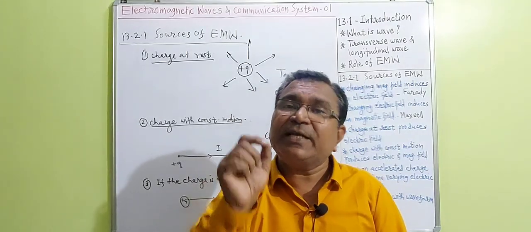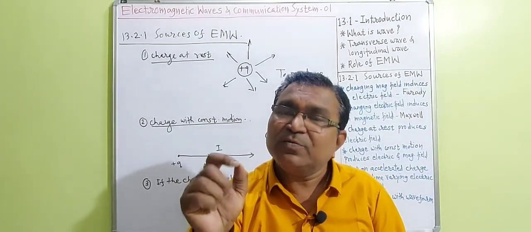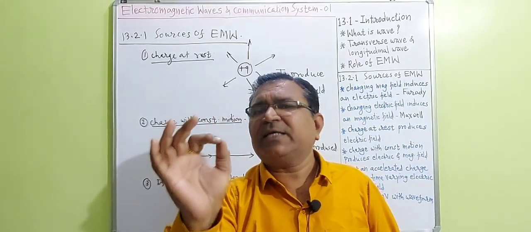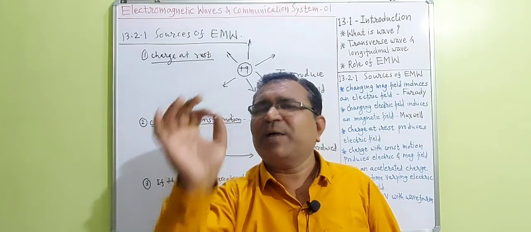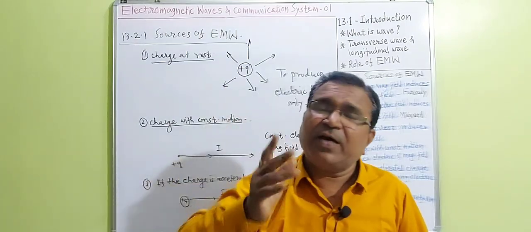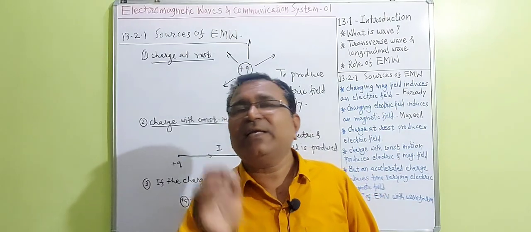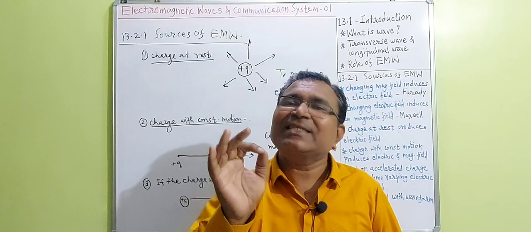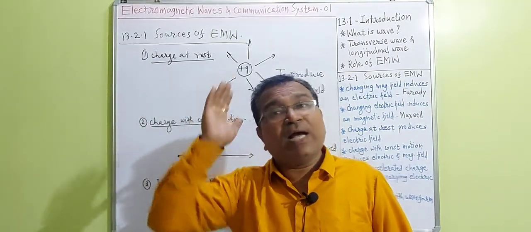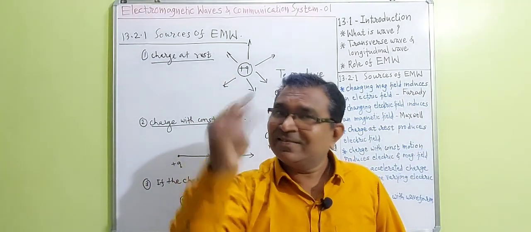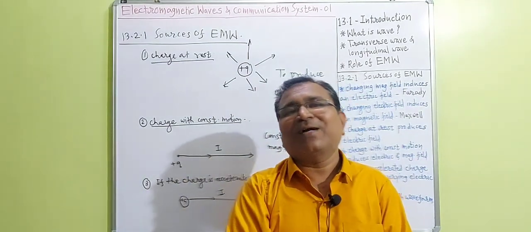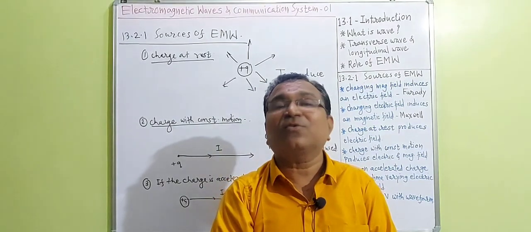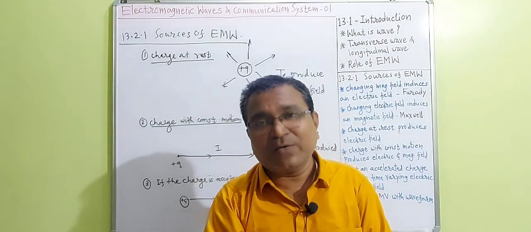To produce electromagnetic wave, we require time varying electric field and time varying magnetic field, and these are produced by the accelerated charge. So accelerated charge is the father of electromagnetic wave.